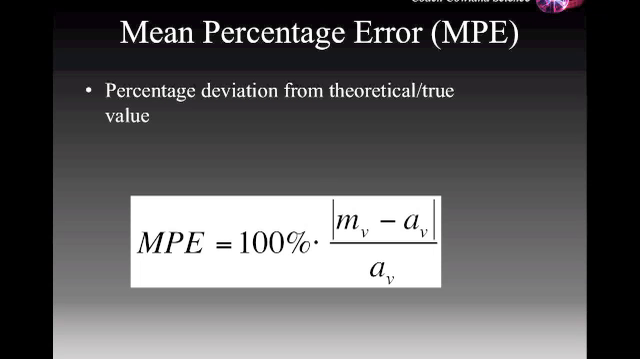Calculating errors is something that we do in labs, and there are several ways to do it. The first one is the mean percentage error. That's the percentage of uncertainty of the value that you measured, MV, from the actual value, AV. So the mean percentage error is 100% times the absolute value of MV minus AV over AV.